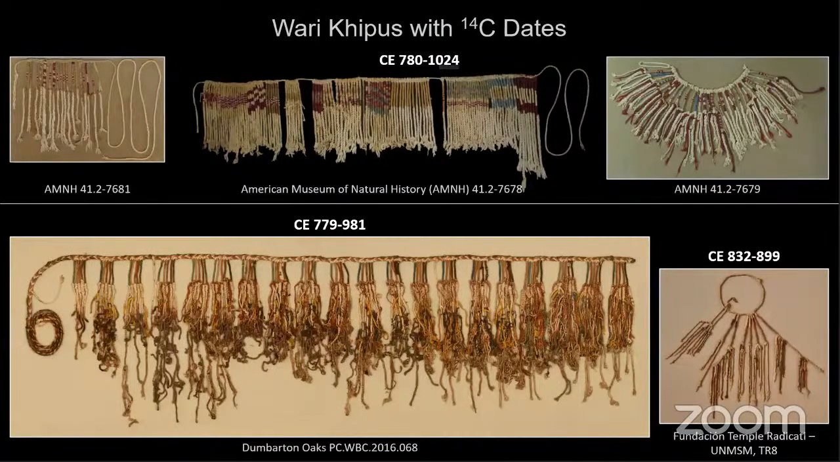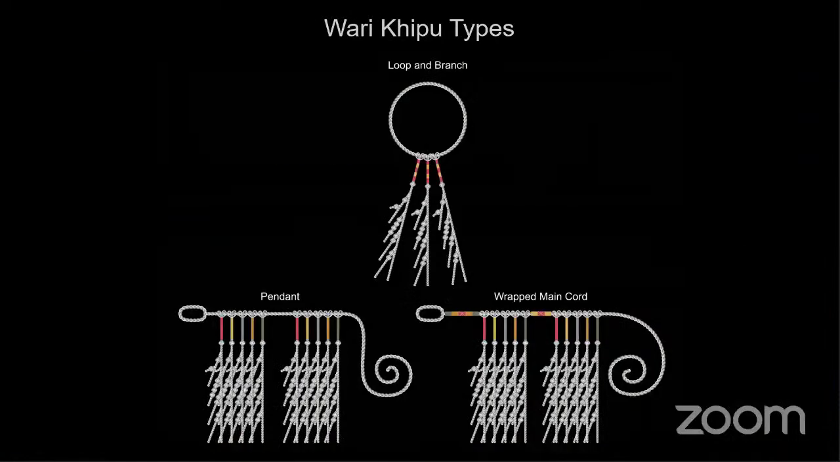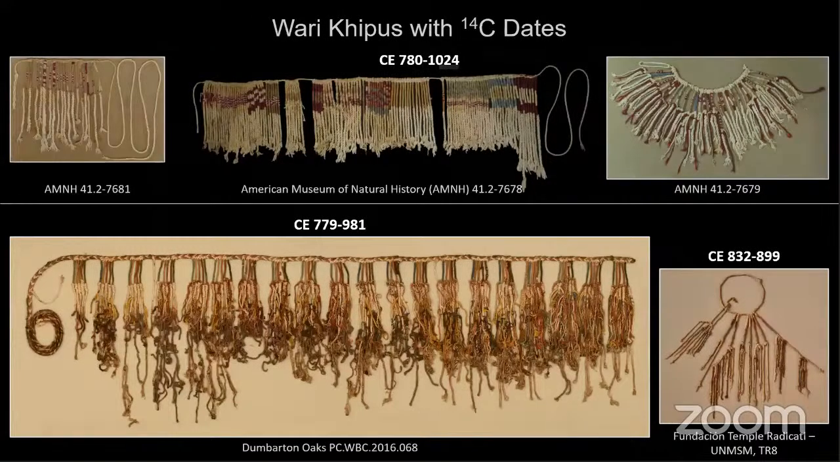Several Wari Khipus have been carbon dated, including three from the American Museum of Natural History, these three on top, one in the Dumbarton Oaks Museum, and the one Khipu from the Radicati Foundation's collection. All dates fall between Common Era 779 and 1024, placing them firmly in the later portion of the Wari Empire. This was, by the way, their expansive period when they branched out to conquer much of what is present-day Peru.